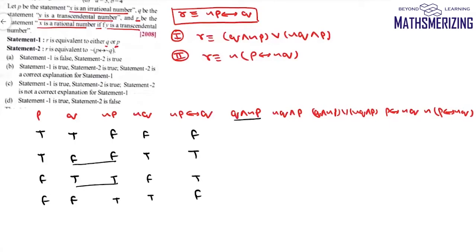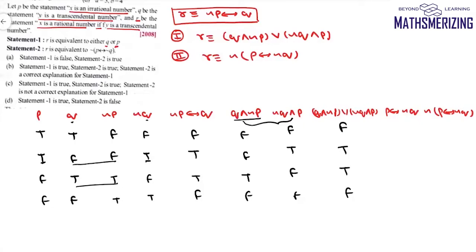Now we'll find Q and not P. Q and not P will be true only when both of them are true, so it will be true once, and in all the other cases it will simply be false. And not Q and P: it is true only when both of them are true, so this is true, and then it is false. Now if I take the disjunction of these two statements, then false and false is false. False, true, true, true, false, true, and false, false is simply false.